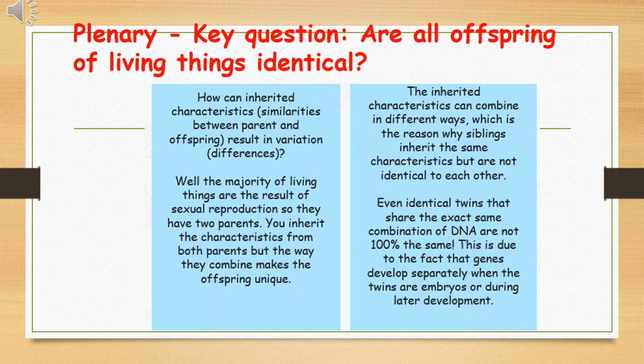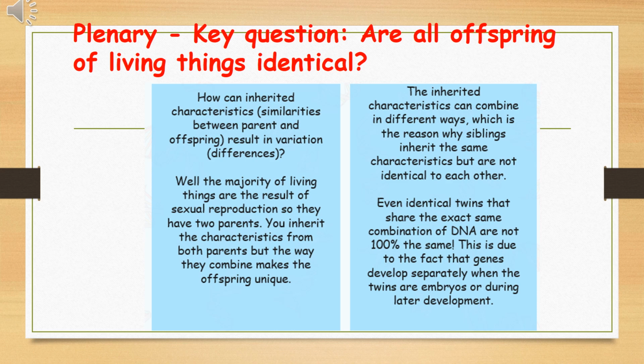So as a plenary, I wanted to think back to the key question for today. Are all offspring, living things, identical? Now that you've had a chance to look at your family tree and to think about your parents and your own characteristics, what do you now think? So the answer is that they're not identical. People are not exactly the same, not with every single characteristic.